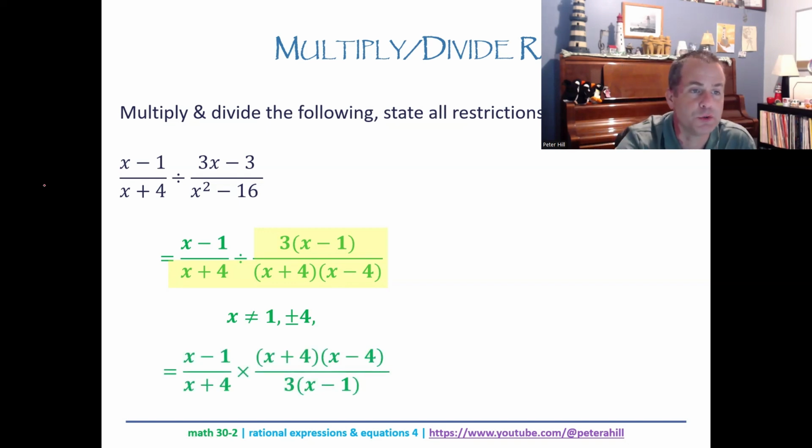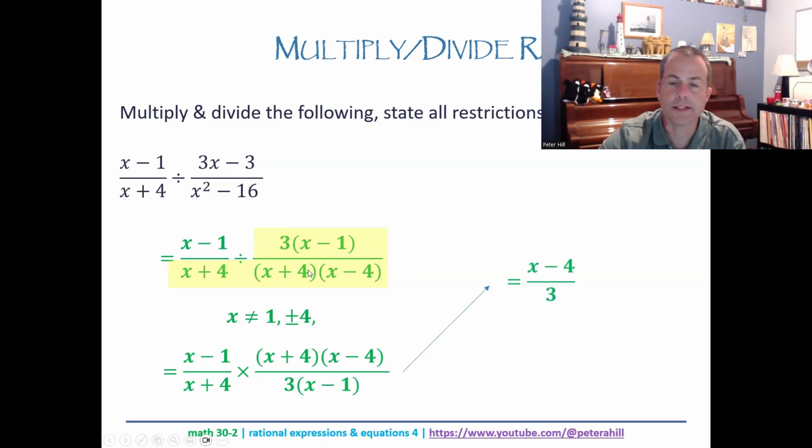And then I'm ready to see what sort of things I can simplify out while I do the multiplication. So x plus 4s will divide out, and the x minus 1s will divide out. And so I'm left with x minus 4 over 3. Okay? All right, let's take a look at the next one.